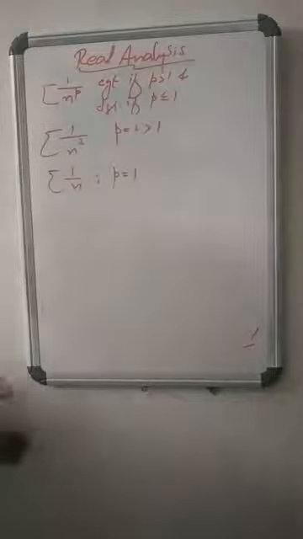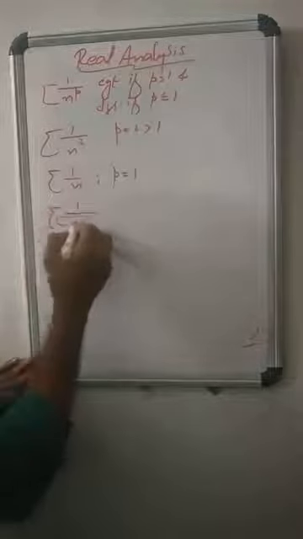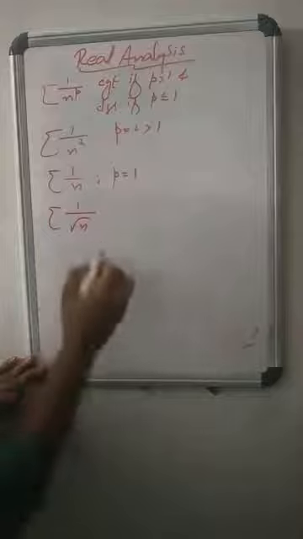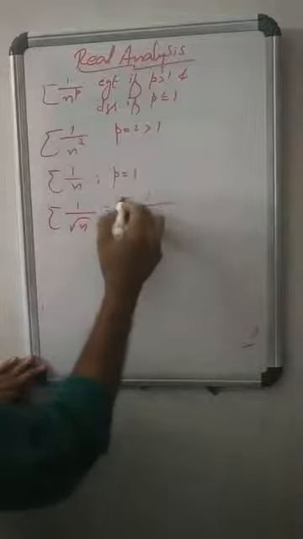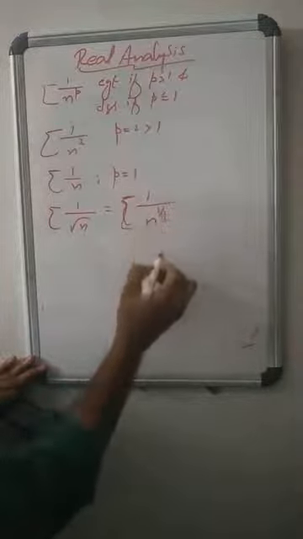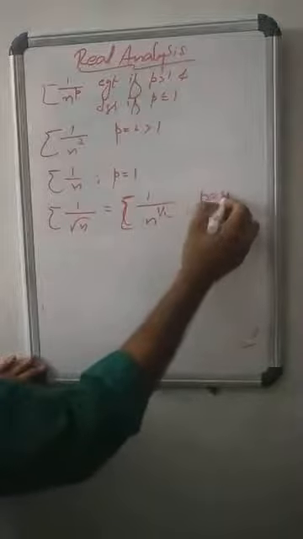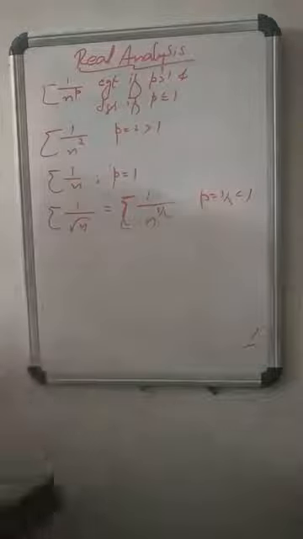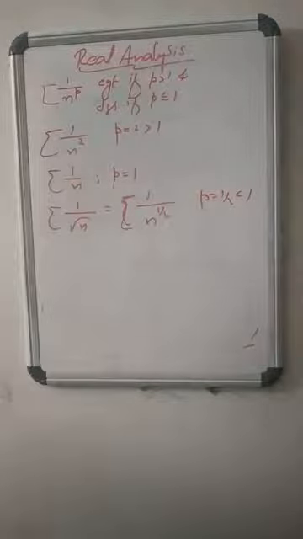Okay. What is sigma 1 by root n? Sigma 1 by root n means sigma 1 by n power half. Here p equals half, which is less than 1, so it diverges. So this is the significance of the p series test. Clear? So the result is important: sigma 1 by n power p converges when p greater than 1 and diverges when p less than or equals 1. Clear? Okay.